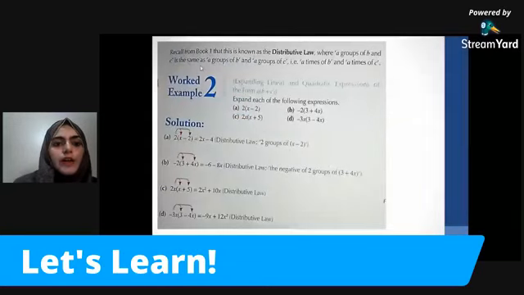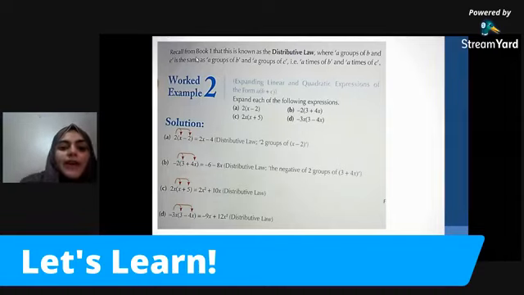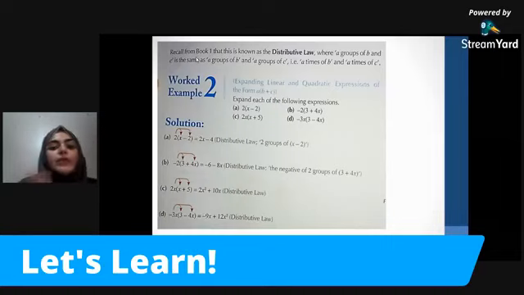So here, they have told us that we are going to see the distributive law over here, as we'll be distributing the number outside the bracket with the terms inside the bracket. जो नंबर मैंने बाहर दिया हुआ है उसको हम distribute करेंगे bracket के अंदर.